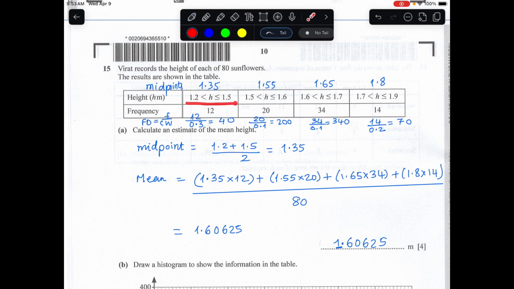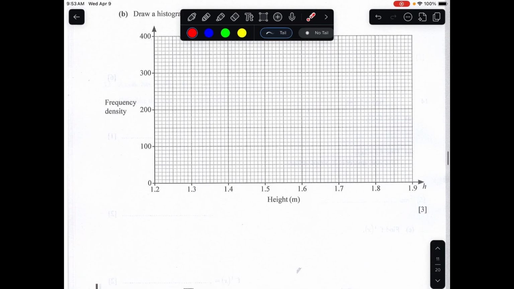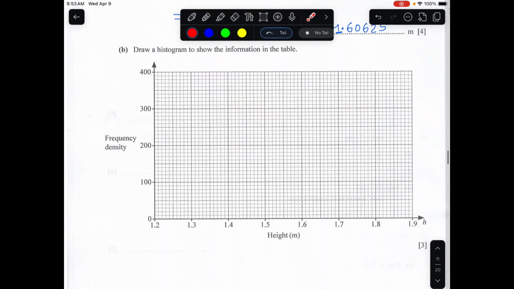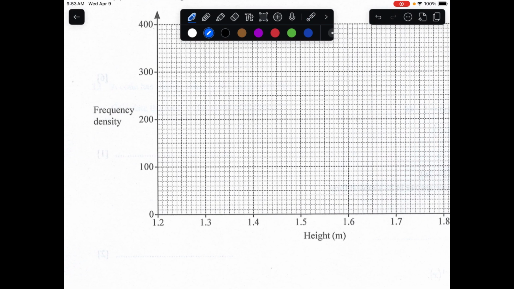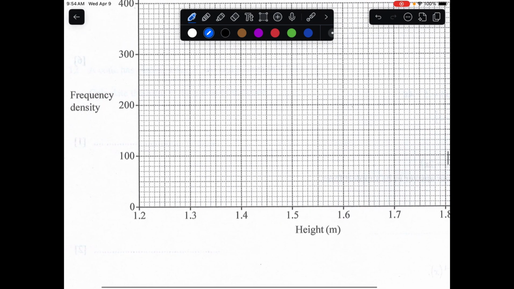So from 1.2 to 1.5 is going to be 40. So this length, all of this is going to be 40. So let us try and draw this. I think it's steps of 10. One square is equal to 10. So 40 is going to be over here.